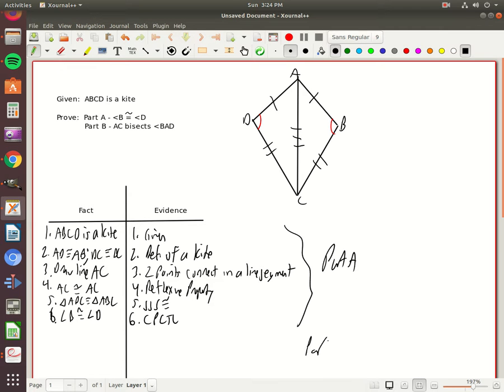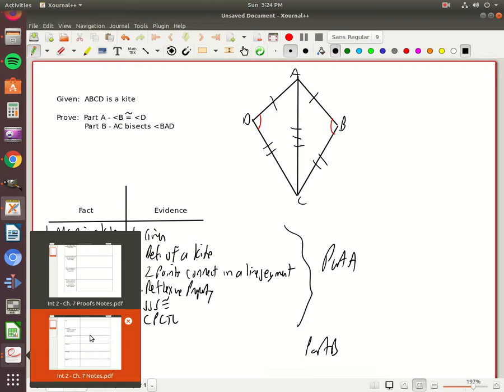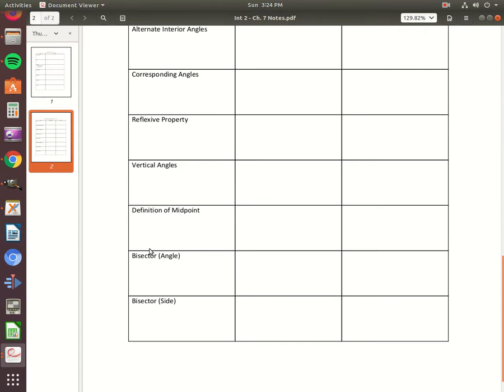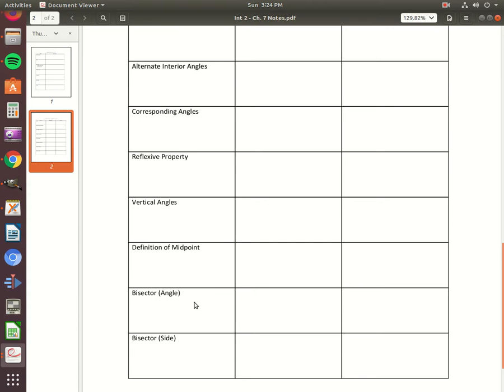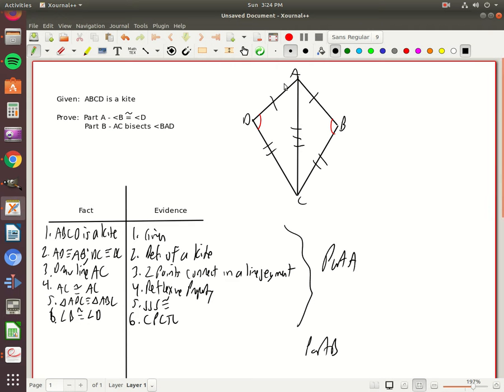So let's go ahead and jump into part B. Now I want to say that AC bisects angle BAD. Well, what does it mean to bisect something? And again, if we look at our note page, this is going to be kind of important down here. We have bisect an angle. And to bisect an angle or to bisect anything, bi means 2. It means we're going to cut it in half, right? So I need to say that I cut this angle in half. Well, the easiest way to say that I cut an angle in half is if I have 2 halves.